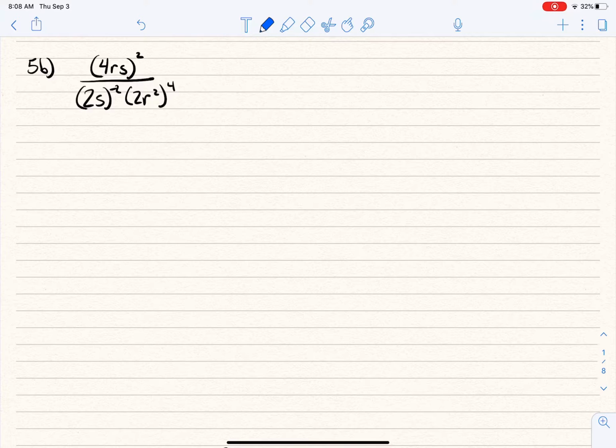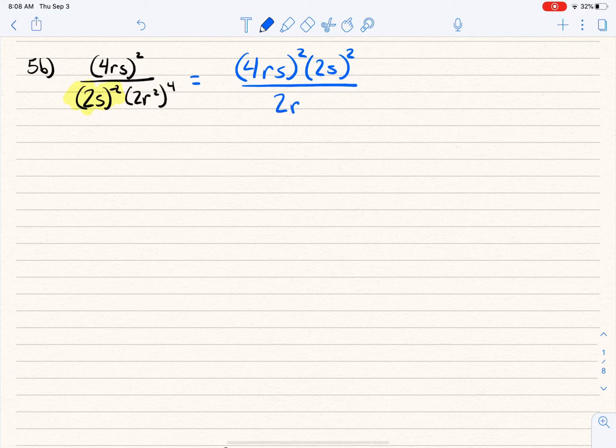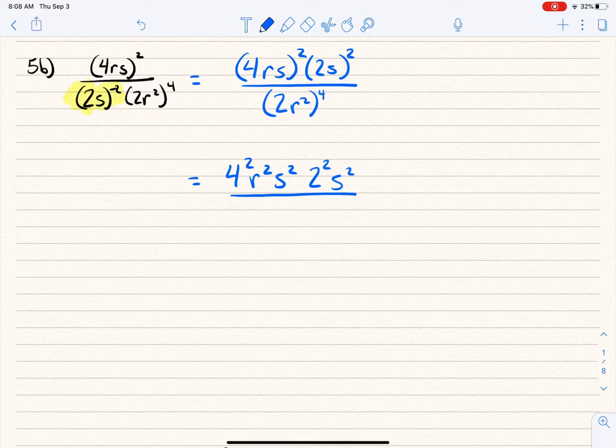Okay, with 5b, now we've got almost the exact same thing where we've got a lot of powers being raised to powers, and so we got to deal with that. We've got this whole thing on the bottom that's negative, and so just like before, I could shift that right from the beginning and make this say 4rs squared, and then bring up and say, and this is the same thing as 2s squared, and that would all be over 2r squared, all raised to the 4th power. Again, I can continue this and go, well, that would be the same thing as 4 squared, r squared, s squared, times 2 squared, s squared, all over 2 to the 4th power and r to the 8th power.